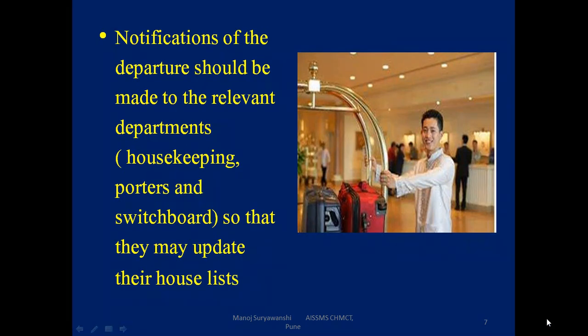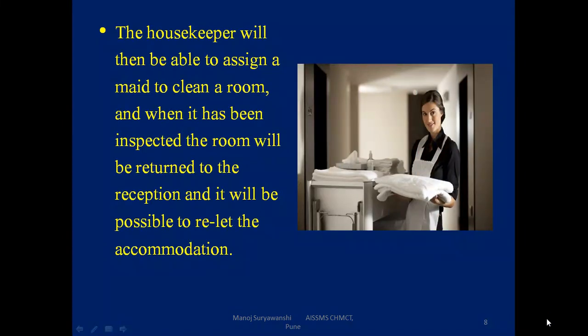Notifications of the departure should be made to the relevant departments, so that every department knows that the particular guest is departing. These notifications should be sent to the housekeeping, porters and switchboard so that they may update their house list. As soon as the departure notification is received by every department, they will be in a position to send you all the details of a particular guest. The housekeeper will then be able to assign a maid to clean a room, and when it has been inspected, the room will be returned to the reception and it will be possible to relet the accommodation.